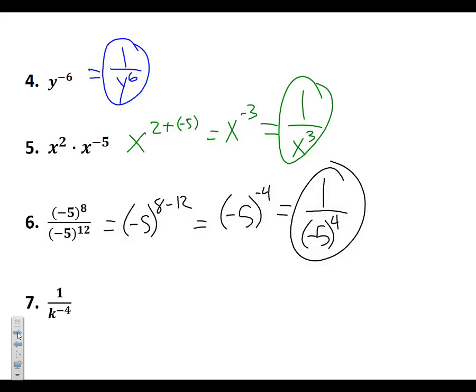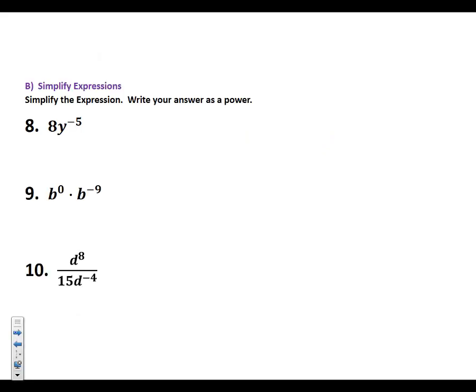Number 7, 1 over k to the negative 4th. Again, we got to find the reciprocal. It doesn't matter where that negative is. To make it positive, we take the reciprocal. So this becomes k to the 4th over 1, which is simply k to the 4th. Moving on, some more simplifying, writing again our answers as a power. I should have said that on the first 7.